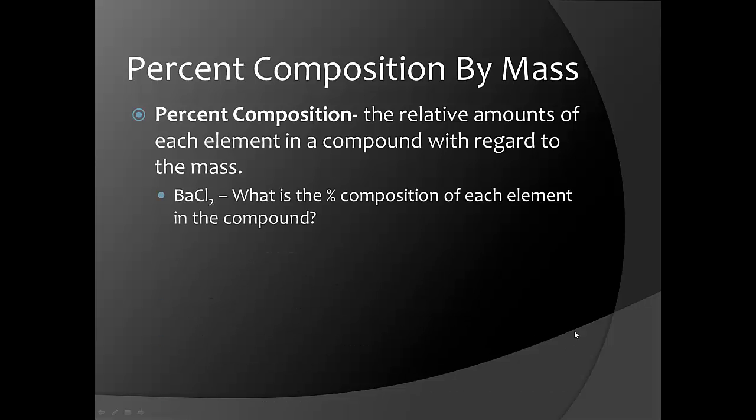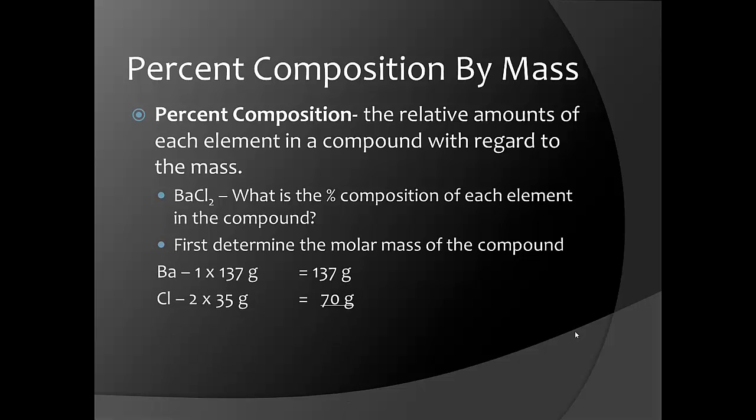So we're going to use this example. We're going to determine the percent composition of barium chloride, meaning the composition of each element found in barium chloride. So that means we're going to have two percentages. The first thing we have to do is determine the whole number value, so the molar mass of the compound. So you should be able to do this.